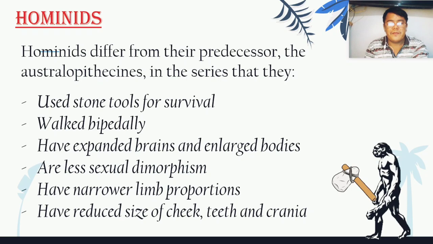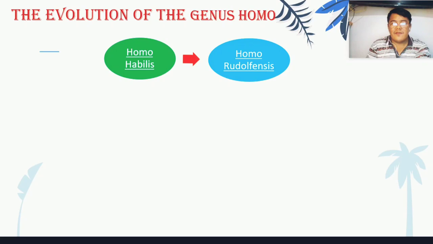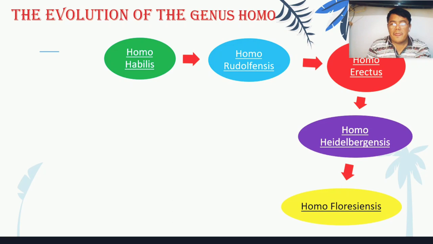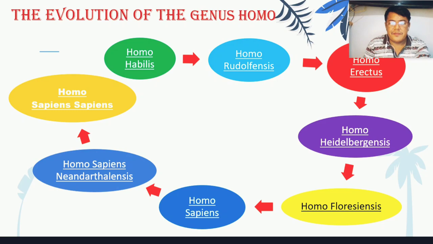The evolution of the genus Homo: Homo habilis, Homo rudolfensis, Homo erectus, Homo heidelbergensis, Homo floresiensis, Homo sapiens neanderthalensis, and the Homo sapiens sapiens. Yan na tayo, no? Sapiens sapiens. Modern man. First, we have the Homo habilis. Ito siya.